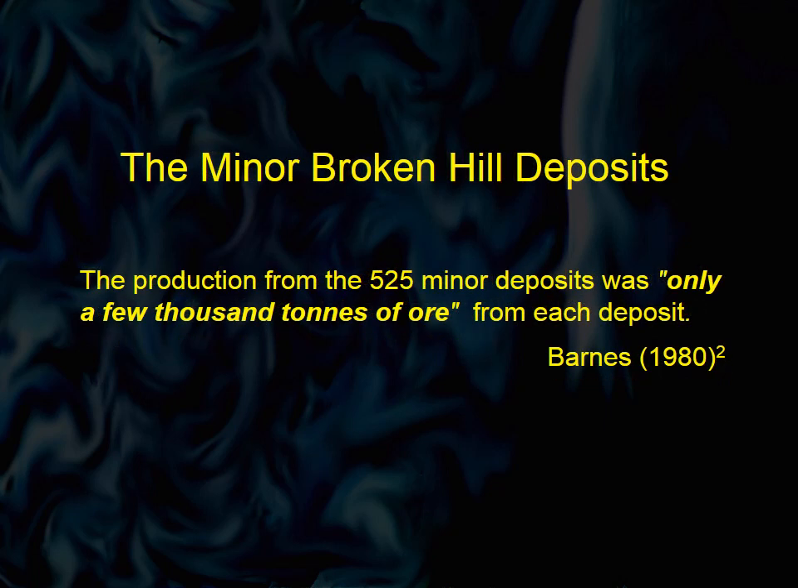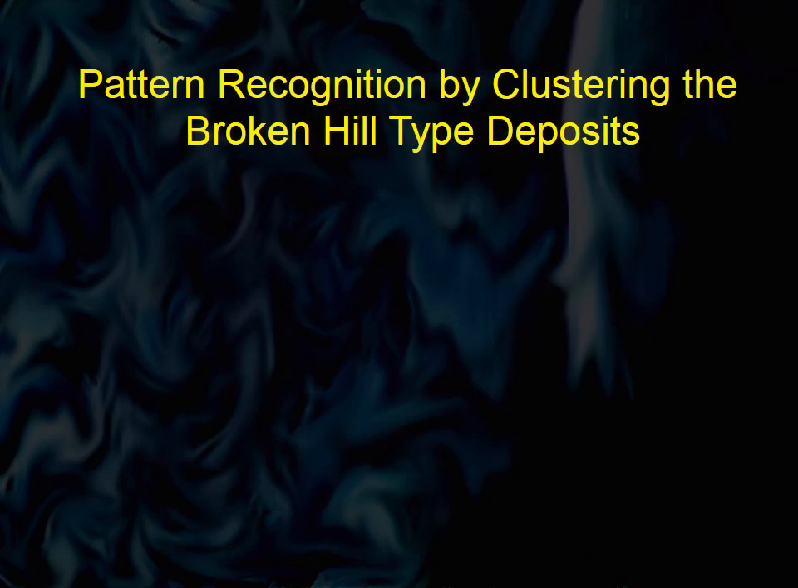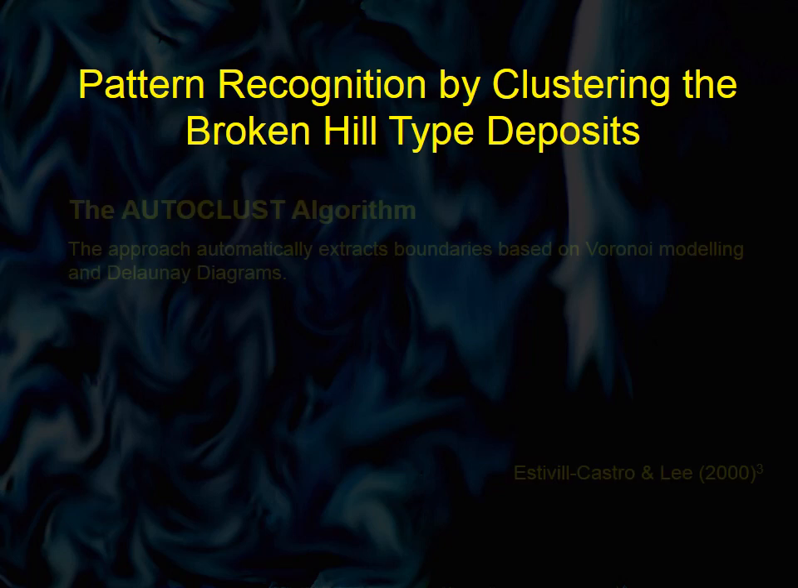There are 525 minor Broken Hill type deposits in the region, and each contain only a few thousand tons of ore. The giant and minor Broken Hill deposits. Pattern recognition by clustering the Broken Hill type deposits.